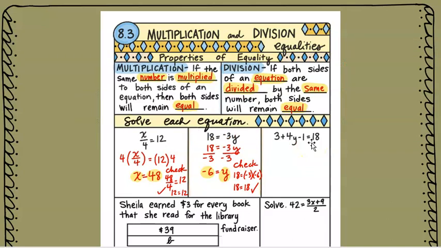All right? So here's how we do it. We've got 3 plus 4y minus 1 equals 18. So we're going to put the 3 and the minus 1 together. That gives us 2, right? Because 3 minus 1 is 2. So now we've got 2 plus 4y. We're going to subtract 2 from both sides. 18 minus 2 is 16. And on this side, all we've got left is 4y, right? And then, when we divide by 4 on both sides, y is equal to 4. Woohoo!